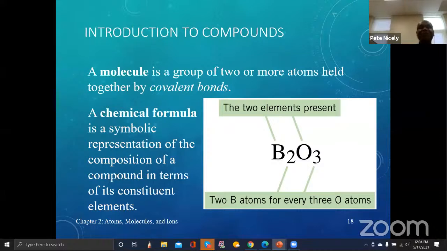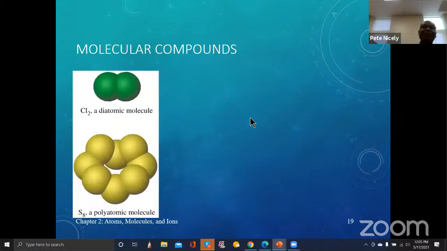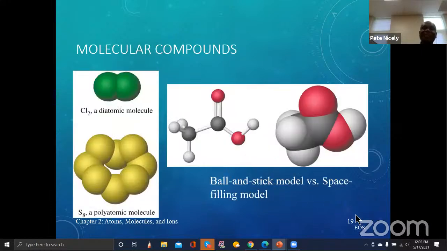Okay, let's talk about formulas. A formula is basically a shorthand way of representing the composition of a particular substance. For example, in this particular formula here, what this is telling you is that for every 2 boron atoms present, there are 3 oxygen atoms present in this compound, all right? That's what these subscripts represent, the number of atoms present in a particular unit of this compound.